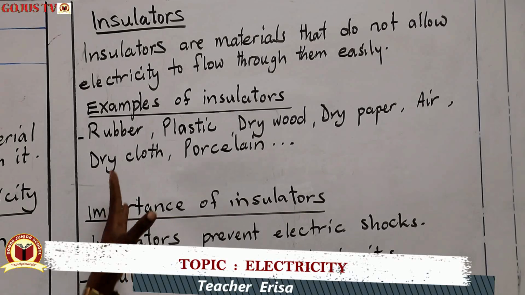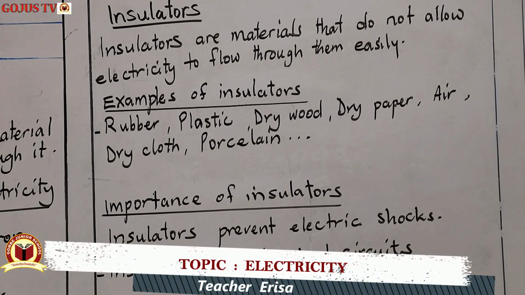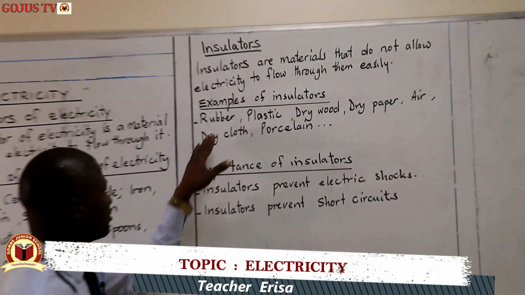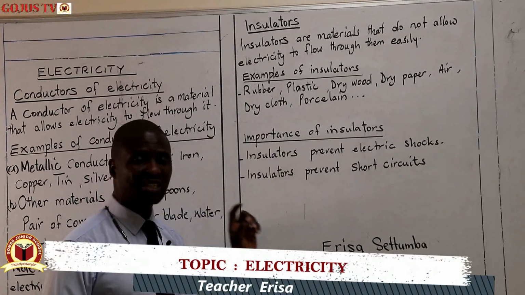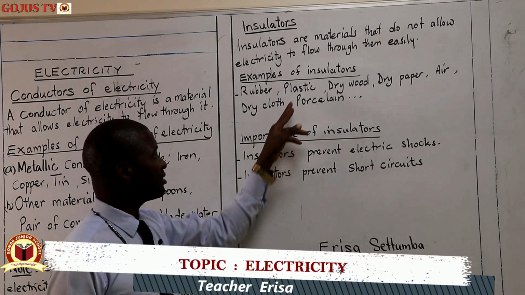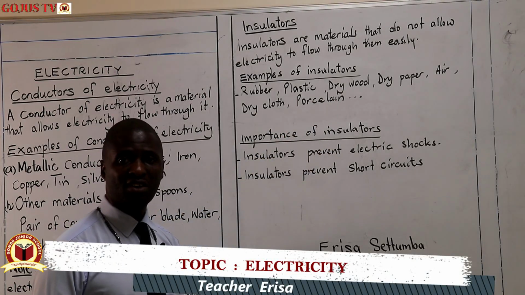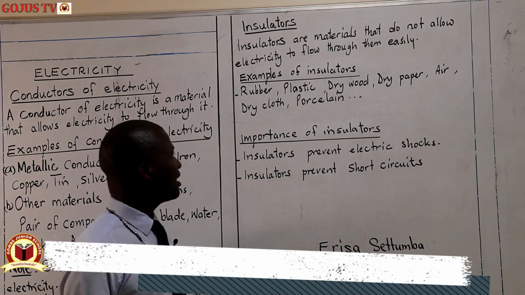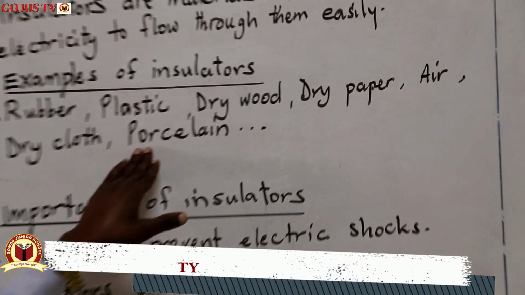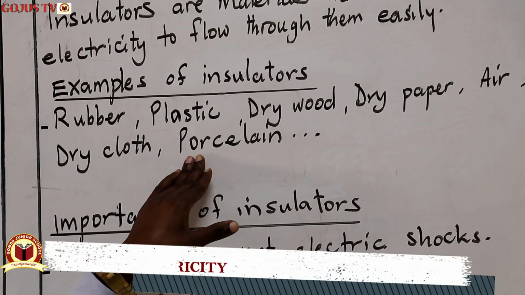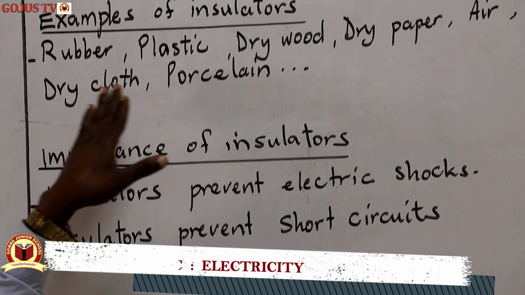Examples of insulators, we have rubber. All material that is made out of rubber does not allow electricity to flow through it. Plastic. All materials that are made out of plastic do not allow electricity to flow through them. Dry wood, I mentioned earlier, does not allow electricity to flow through it. Dry paper, air, dry cloth, and porcelain. Children, you are going to say porcelain. Porcelain. Thank you. I'm going to talk a little more about porcelain.